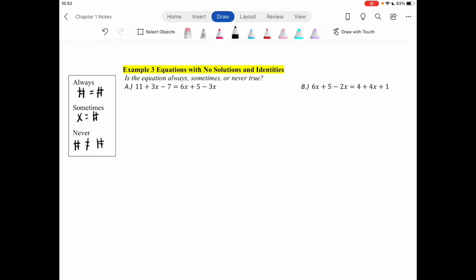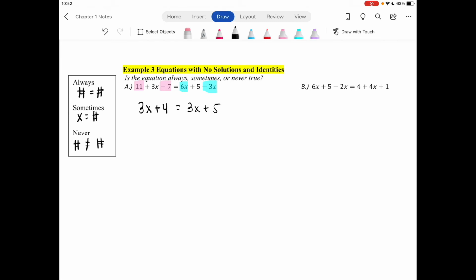In our first example, we need to start off by combining any like terms we have on each side of the equation. So here we have 11 and negative 7. And on our other side, we can combine our 6x and our negative 3x. So we're going to have 3x plus 4 is going to be equal to 3x plus 5.